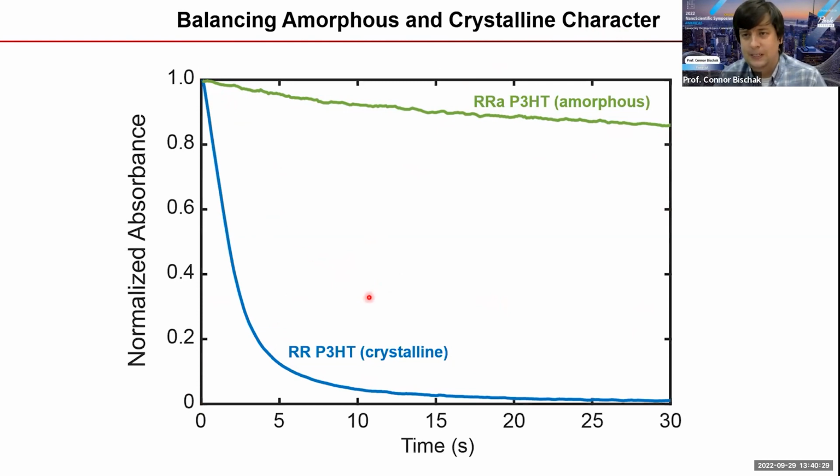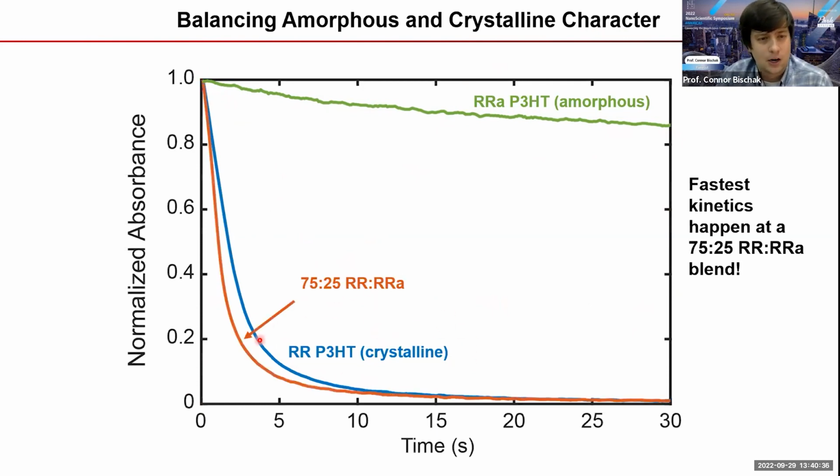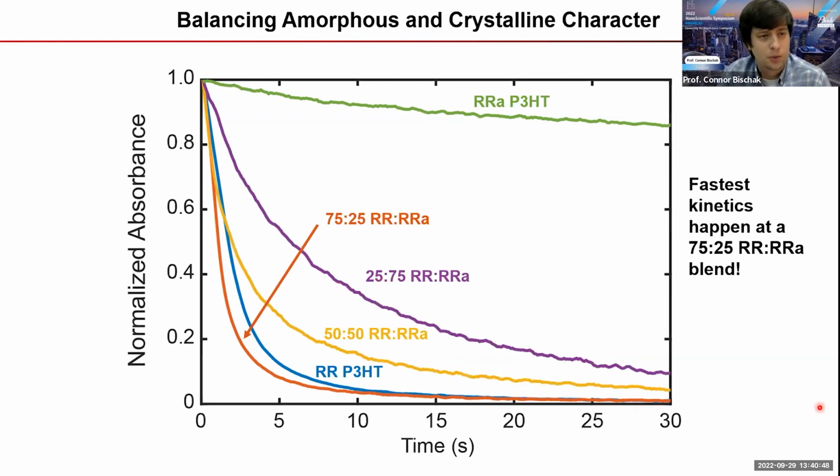But what was really neat is that if we added a little bit of amorphous content to the crystalline film, we actually got faster ion injection kinetics. And so this doesn't look like very much, but this is actually twice as fast as the crystalline film. We can look at other combinations too. They're a bit slower than the crystalline film, but this really showed that by essentially tuning the crystalline character of the material, we can also optimize ion injection kinetics.